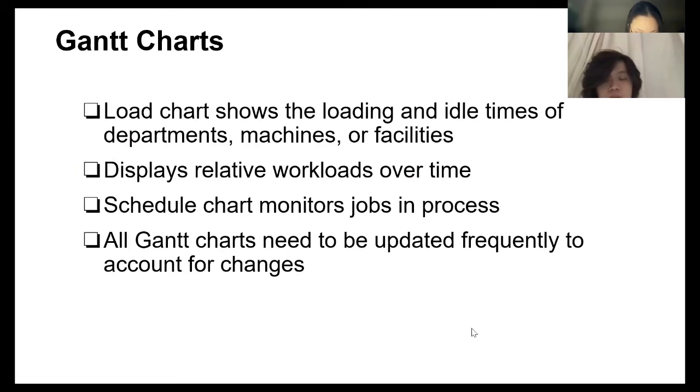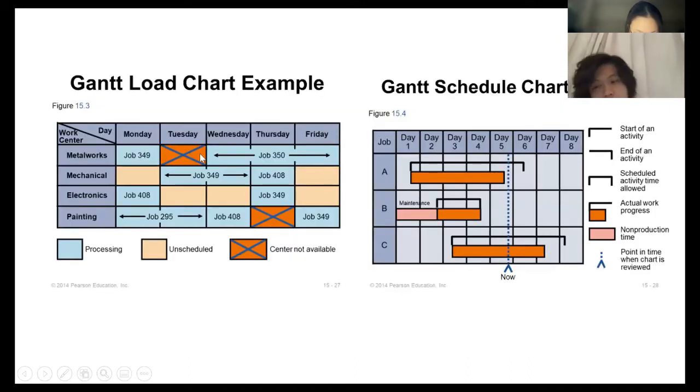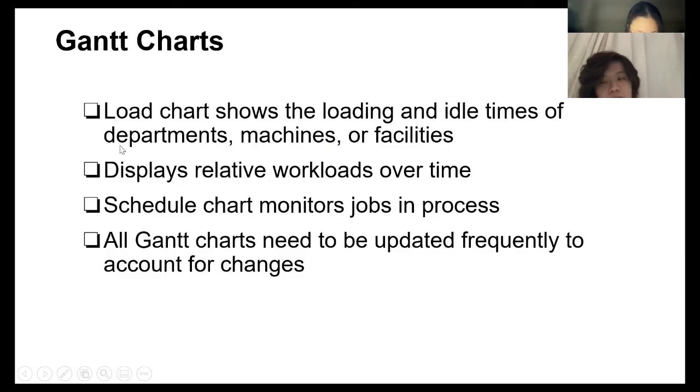Another way is the Gantt chart. The Gantt chart is quite common, and you have seen this before. The one that I showed you earlier when we started just now is a Gantt chart. Gantt charts are just the work center. It shows the loading and idle times of departments, machines, people, and facilities, and it will display relative workloads over time.